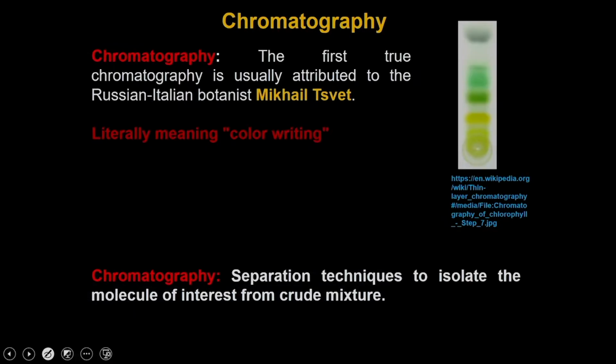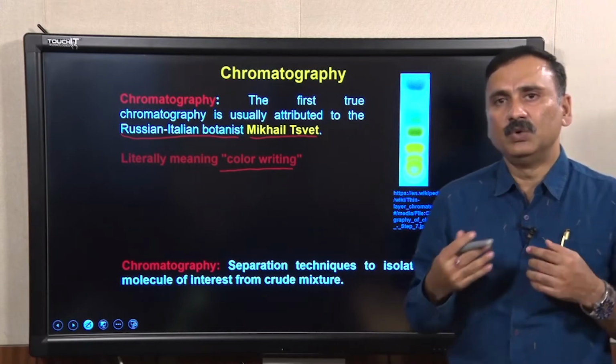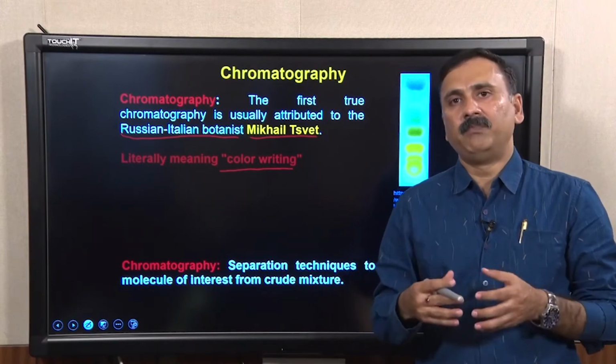Chromatography was first discovered by a Russian Italian botanist, Mikhail Tswett, and chromatography literally means writing in color. Mikhail applied a small plant extract onto a column, and when he resolved this sample, he found that it was resolved into different bands of different colors, and that is how he gave the name chromatography, or color writing.